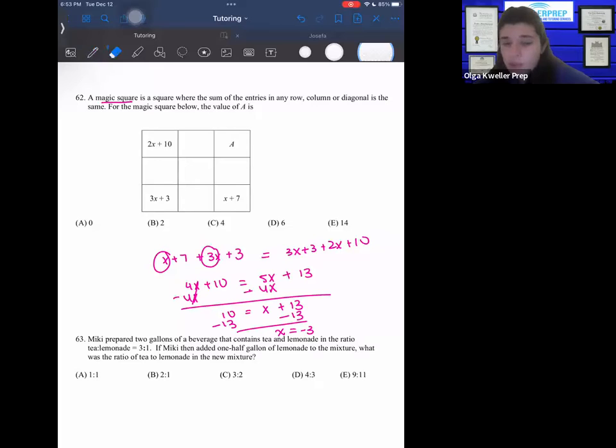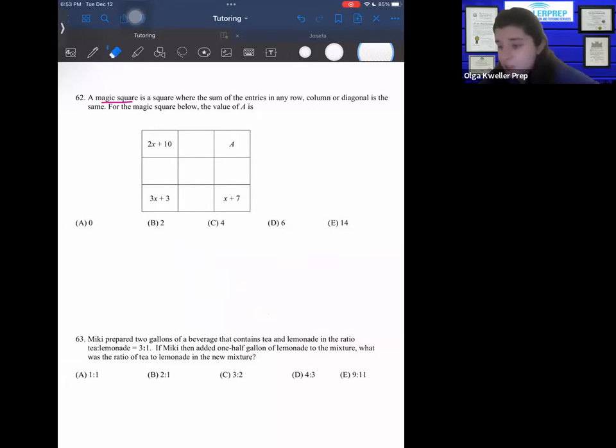Another way that you can do it is, it's a magic square, right? So what this means is, does the value of x really matter? So let's say that x is 0. If x is 0, obviously all of this disappears, right? So what happens if x is 0? Well, we've got 10 here, and we've got 3 here.